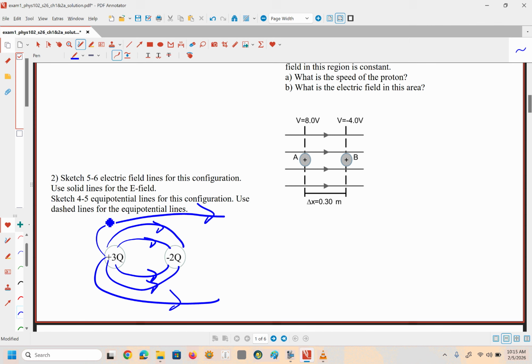And then for equipotential lines, I want to sketch them in so that at every point they're perpendicular to the field lines. All right, something like that.